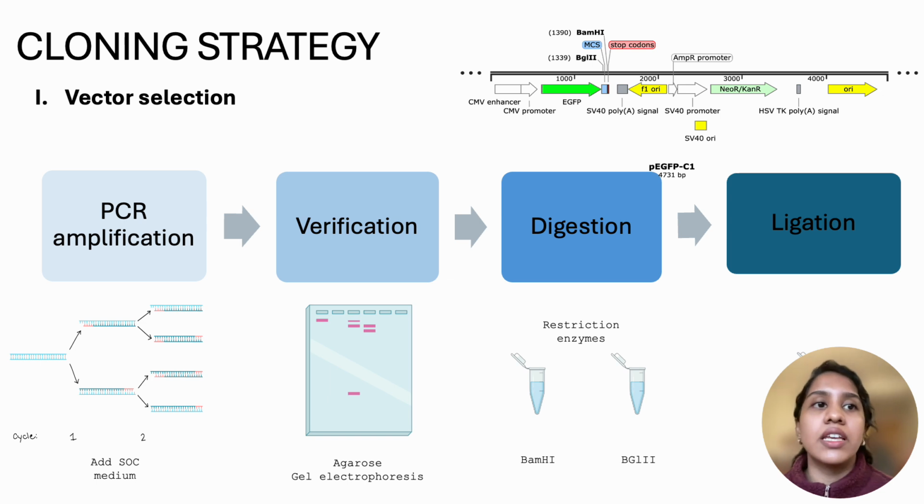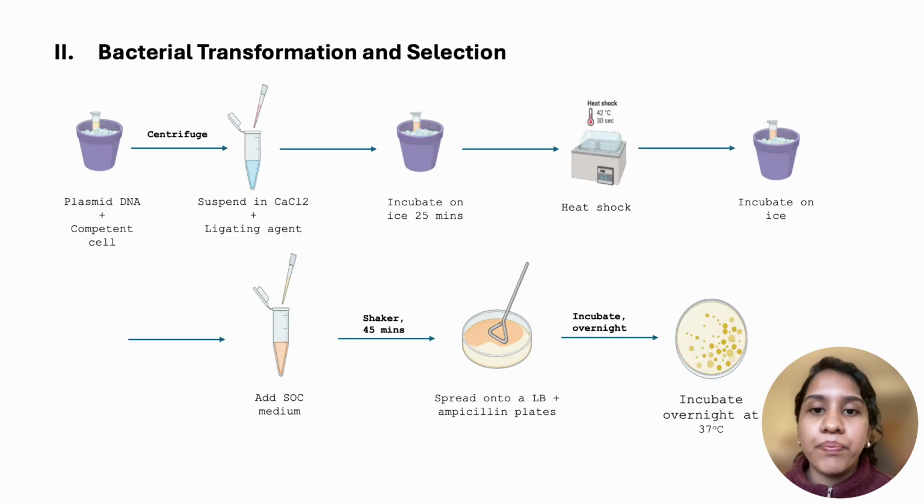The next is the cloning strategy. So the first step for the cloning strategy is the vector selection. We're going to do PCR amplification later. Then we're going to do verification using gel electrophoresis. Then we're going to do digestion with restriction enzymes such as BamHI and BglII, and then we're going to ligate using ligase enzyme.